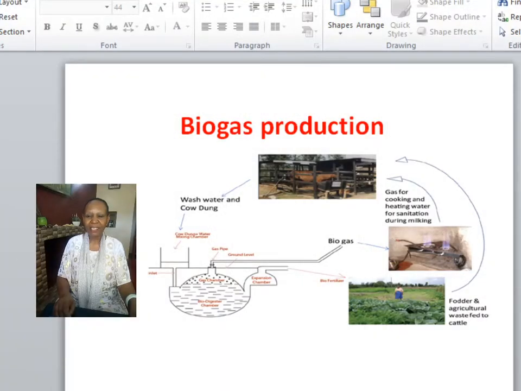So how is biogas produced? Biogas is produced, as I have said, from organic matter. It can be from crop origin or livestock origin, like cow dung. And if you take an example of cow dung, all you need is to mix it with water at a ratio of 1:1, put it in an airtight container, and it will ferment to produce two products. One of them is biogas, the other one is slurry.